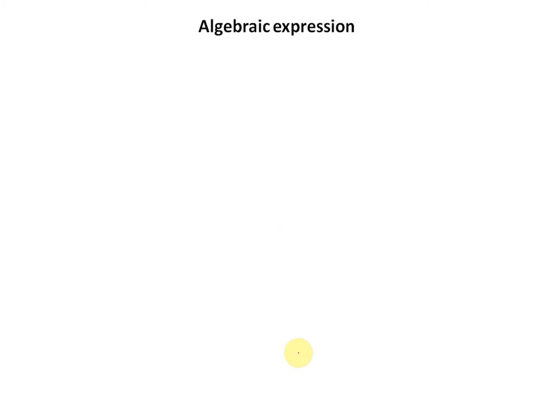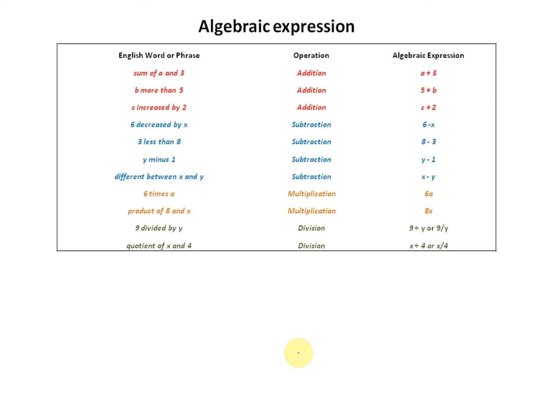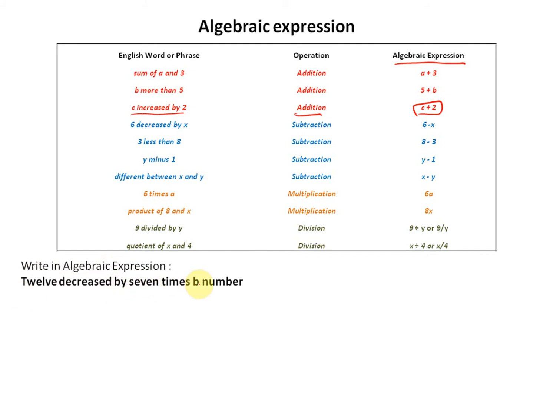Algebraic expressions. These are English words. You have to change them into algebraic expressions, and you will see this kind of form a lot in problem solving. So for example, c increased by 2, that means increased means addition, so c plus 2. Write in algebraic expressions 12 decreased by 7 times b. b could be any number. So we write 12. We know decreased means subtraction, and 7 times b.